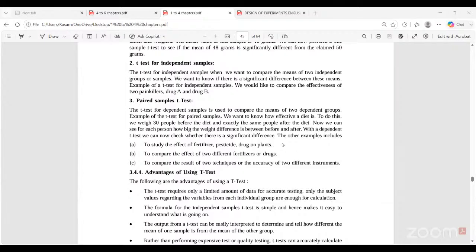Sorry, long delay. The paired t-test is used to compare two dependent groups. Example: we take 30 paired samples. We have 30 people before the diet, and exactly the same people after that. Then we can see for each person how big the weight difference is, as I already told you. What is the difference? We use the t-test here as well.